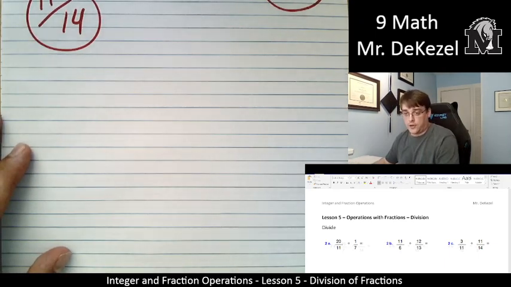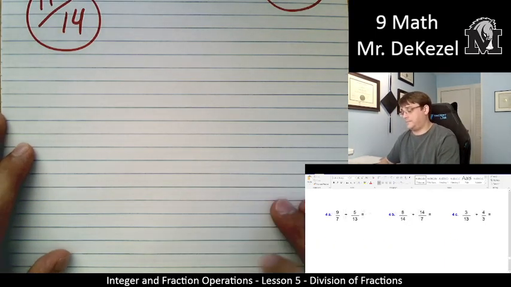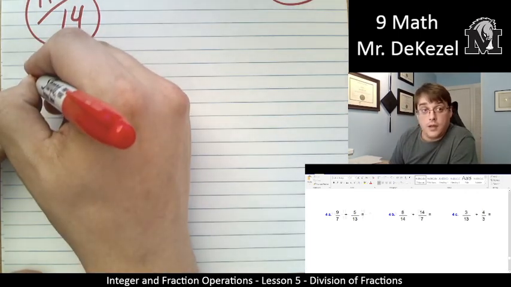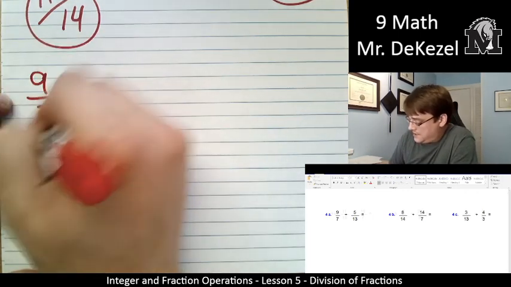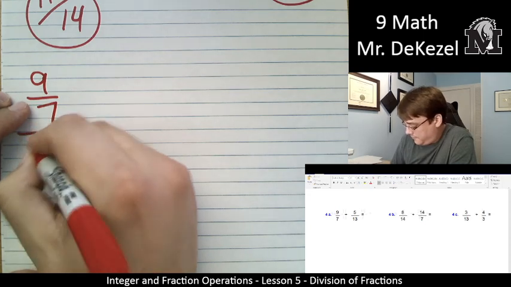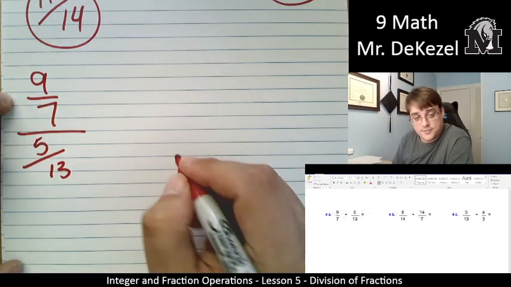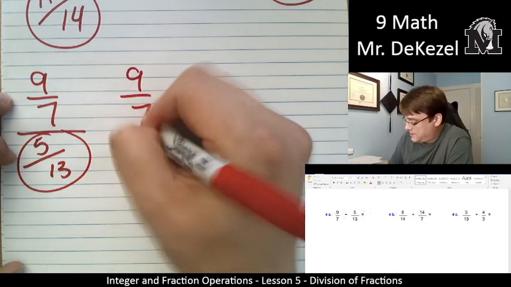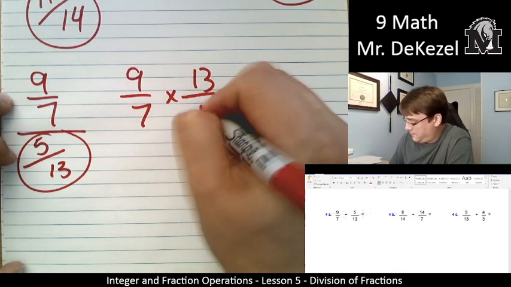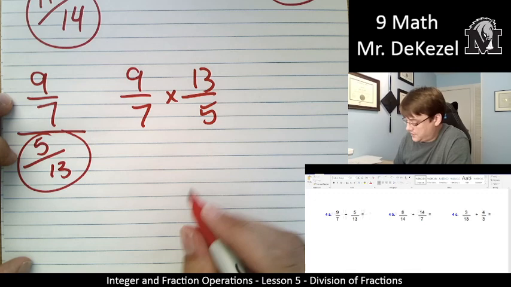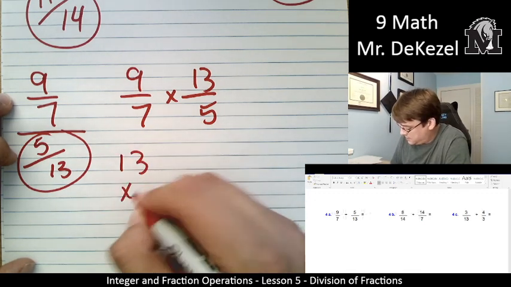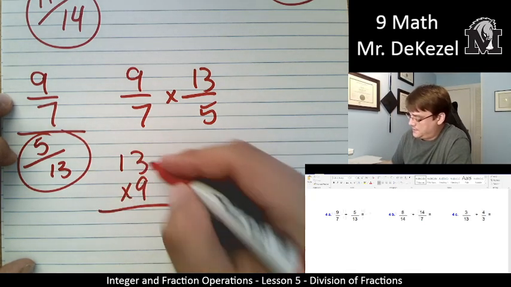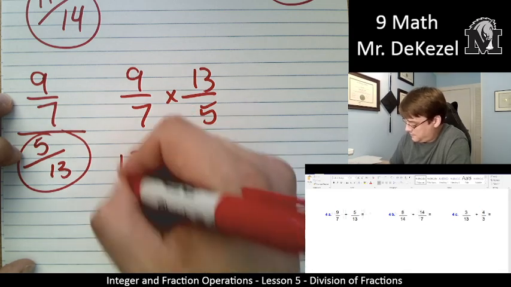Let's do a couple more. 9 sevenths divided by 5 thirteenths. Again, we see this is the denominator. We're going to flip it over. 9 over 7 multiplied by 13 fifths. 9 times 13, I don't know that one off the top of my head. Let's just do this quickly. 9 times 3 is 27.